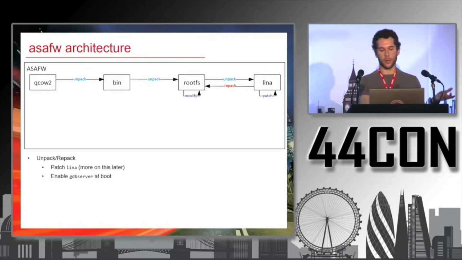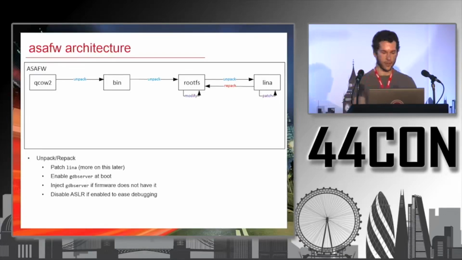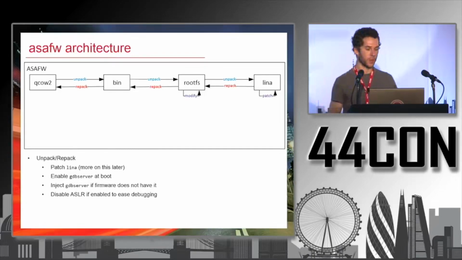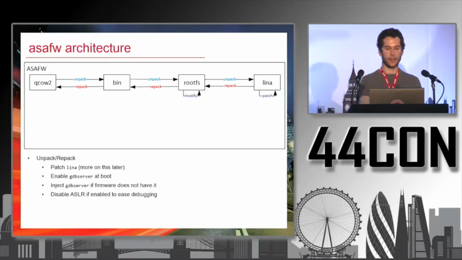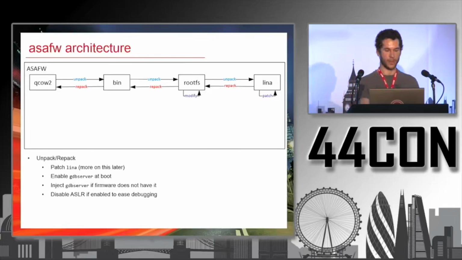So for example, we can enable GDB at boot, inject the GDB server if there isn't any, disable ASLR, just what I said. And then we re-inject the rootfs into the bin format, and if it's a QCOW, we can re-inject it into the QCOW. And the device accepts our modified binary, so we know we can do anything we want, basically.